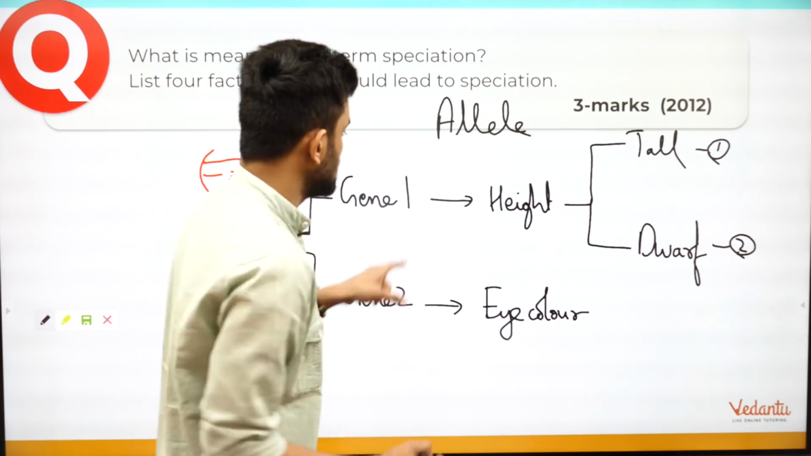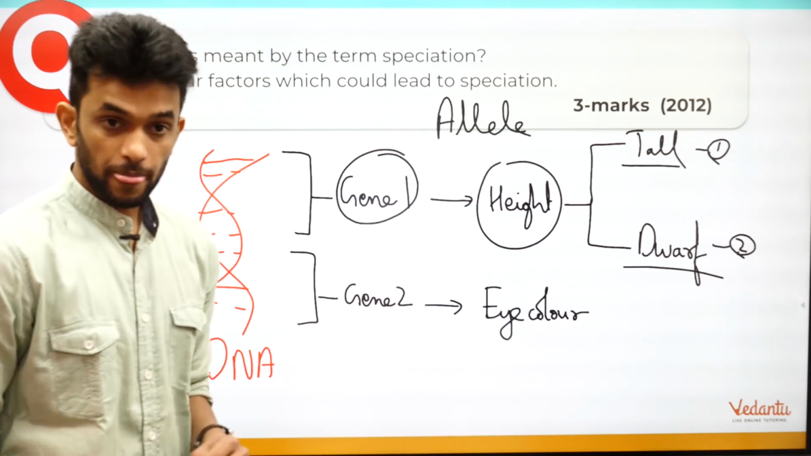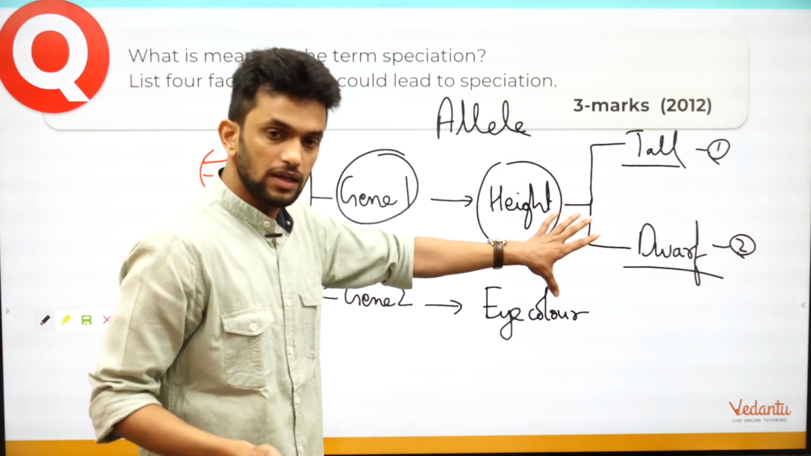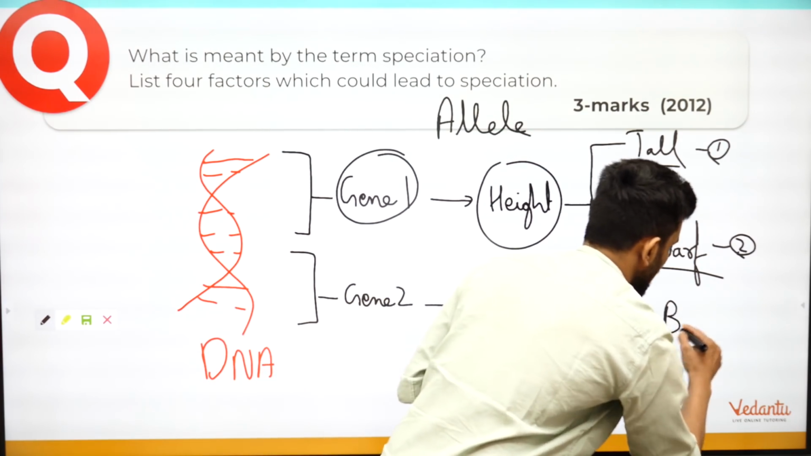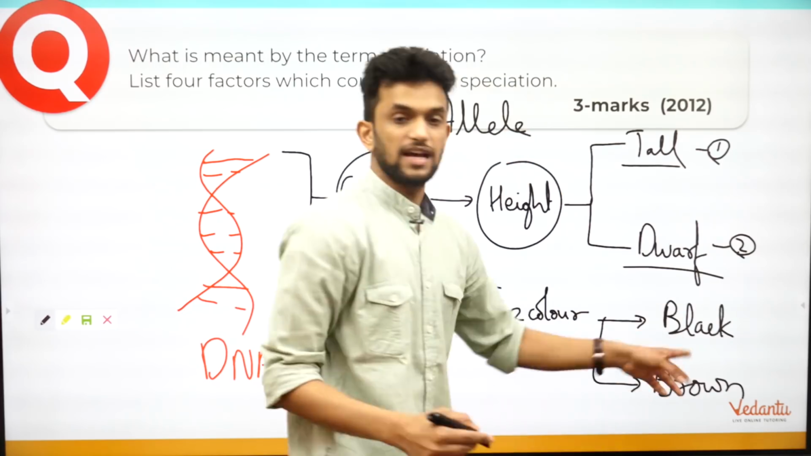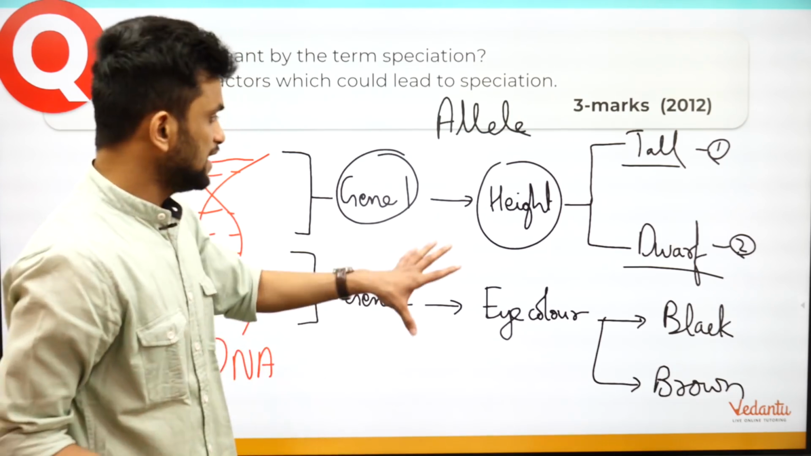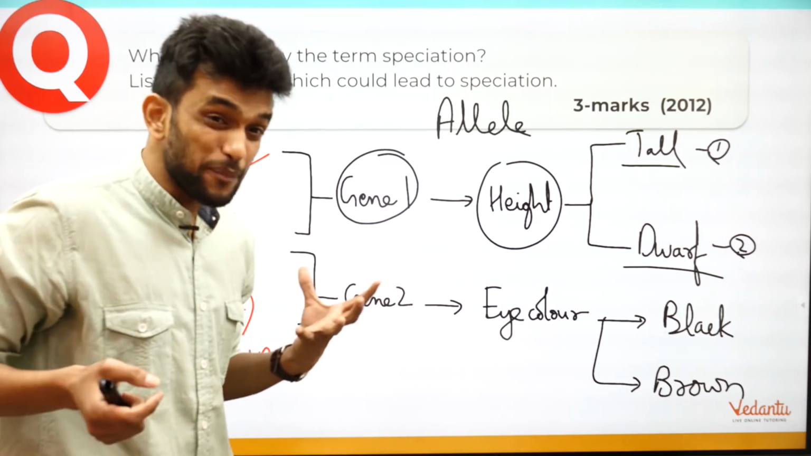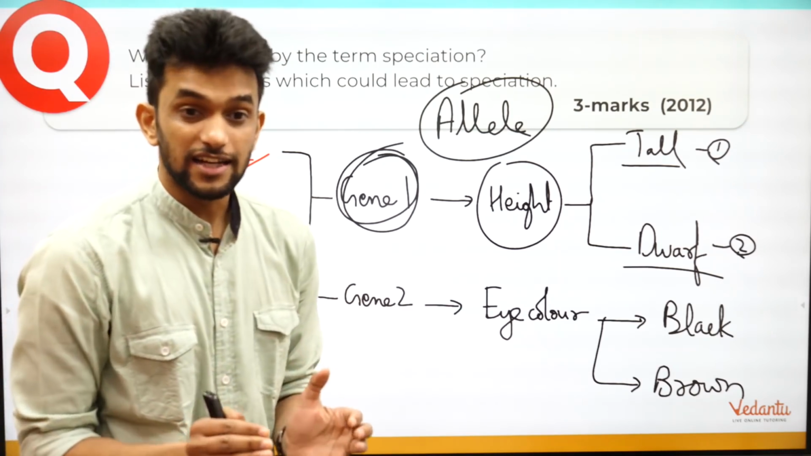Are you able to understand? For a gene called height, there are 2 alleles, that is tallness and dwarf. Say eye color, the gene for eye color, it could be either black or brown. These are two alleles, we can say. We will study them. I am just familiarizing you with the terminologies, because people are not clear about what is an allele, what is a gene, what is DNA, so it gets difficult for them to understand the entire concept.